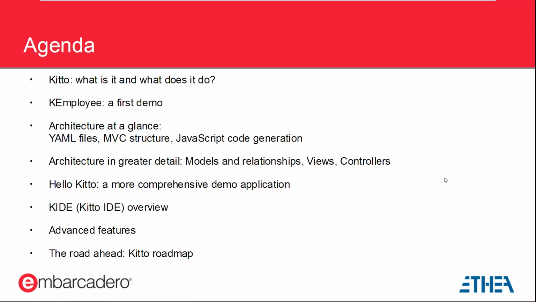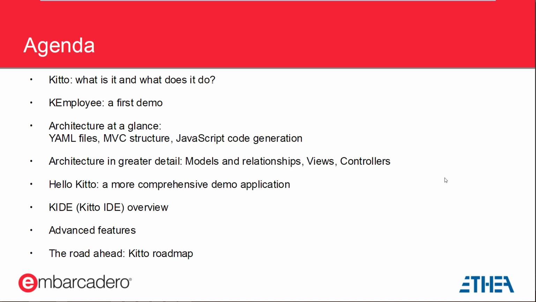So let's start with today's agenda. We are going to learn what actually Kitto is and what its purpose is, and then we'll jump into a simple demo that will help me explain to you the basic building blocks of a Kitto application. Then a bit more details about YAML files, which form the declarative part of an application, JavaScript code generation, models and relationships, views and controllers.